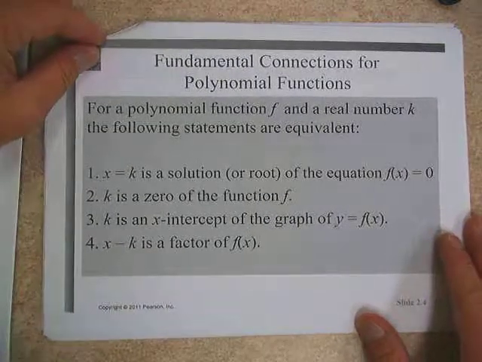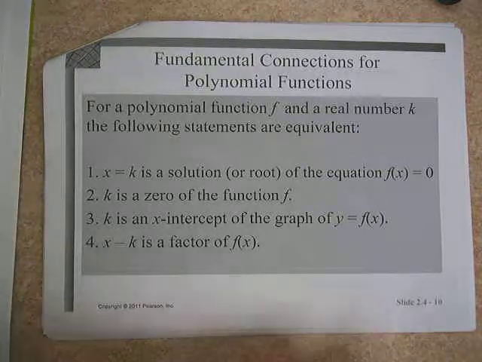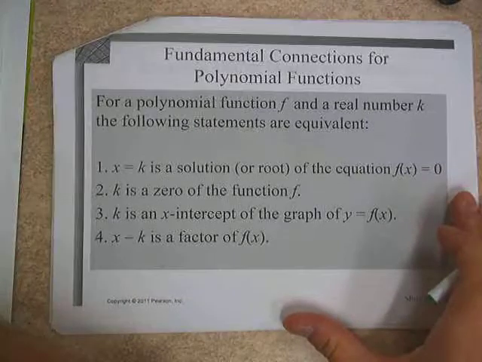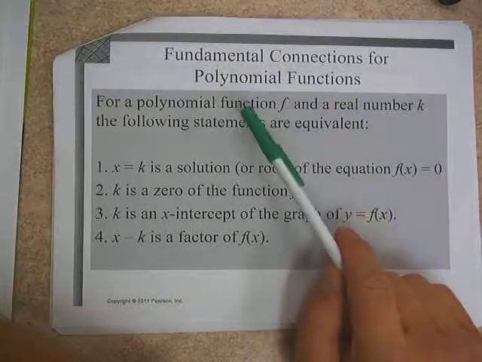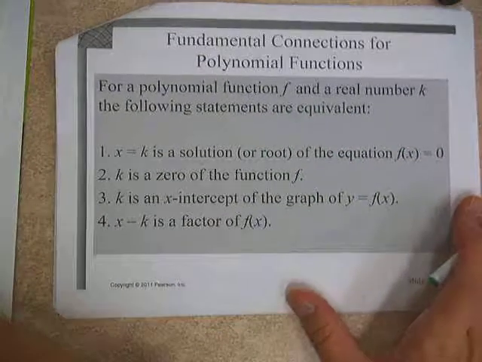Okay, what we're going to start with is a summary of a little bit about what we discussed last time. We have this idea of a fundamental connection for polynomial functions. This is one of the boxes in your book here. Ultimately, if we have a polynomial function f and a real number k, the following statements are equivalent.